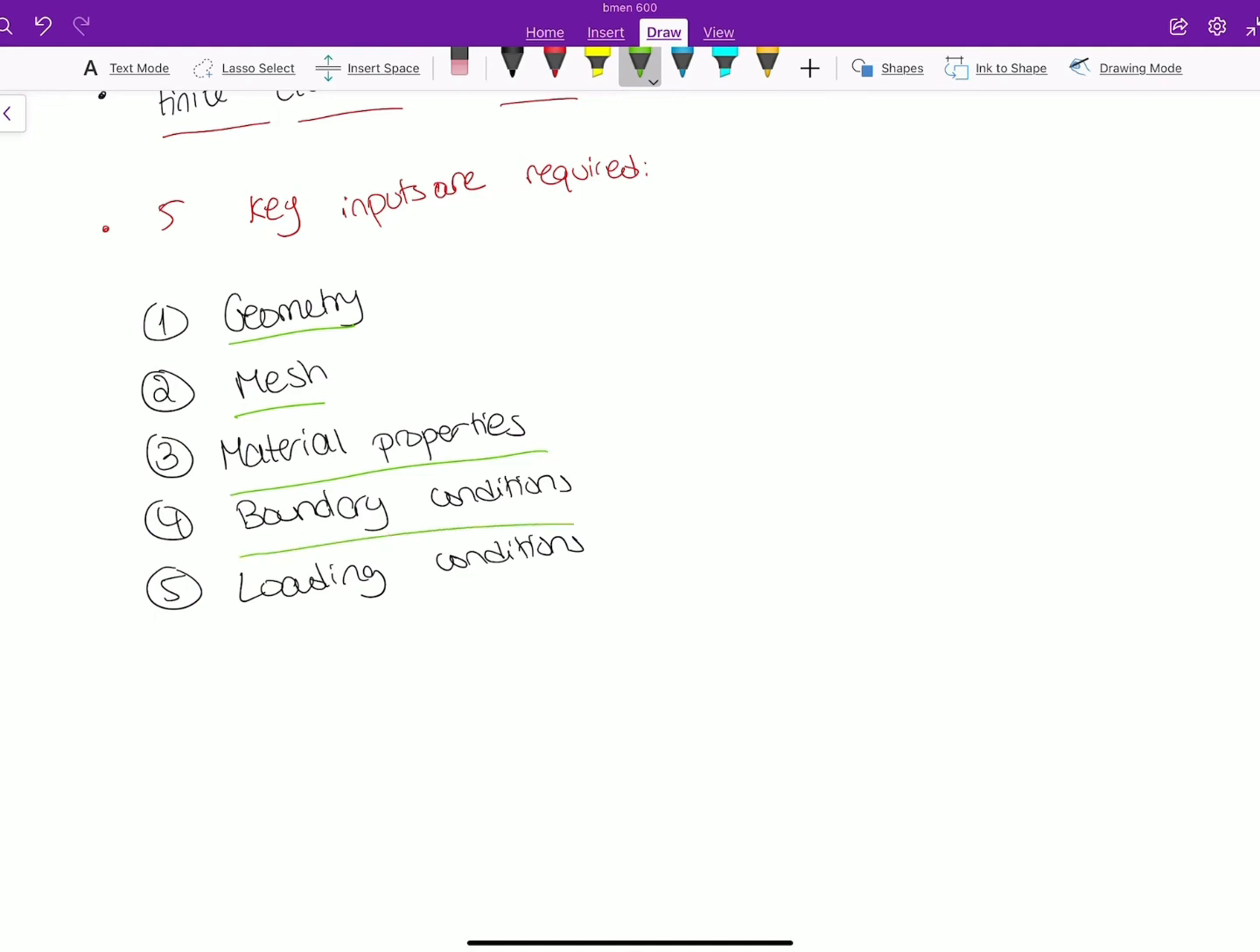The fourth one is boundary conditions. We want to understand the boundaries of the model as accurately as possible. And the fifth one is loading conditions, where we want to understand and simulate the forces it is being subjected to.